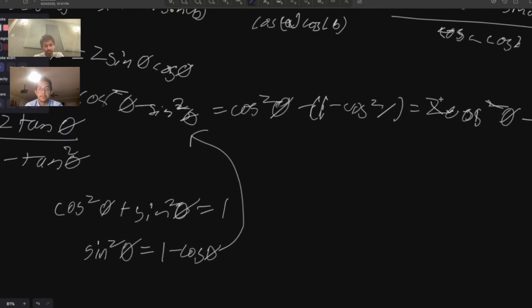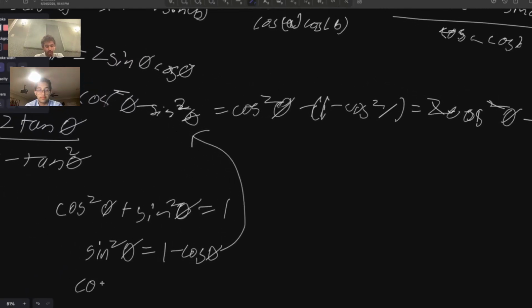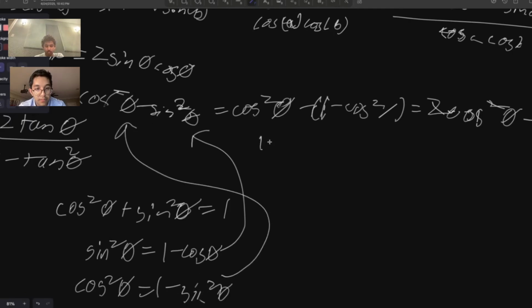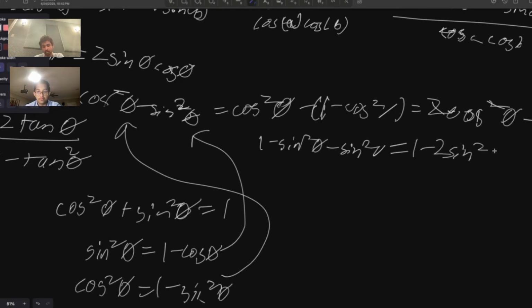And for the other one, you just say cosine squared theta is equal to 1 minus sine squared theta. Plug that in: 1 minus sine squared theta minus sine squared theta, which is equal to 1 minus 2 sine squared theta. Does that make sense? Yeah.